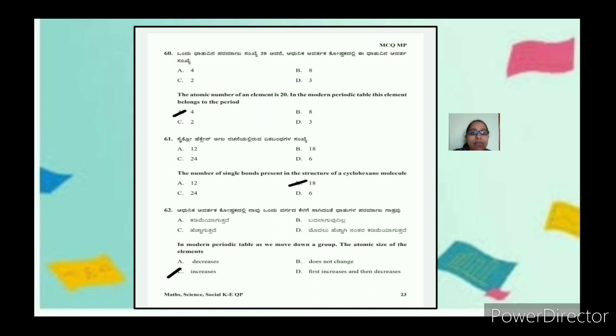In the modern periodic table, as we move down a group, what happens to the atomic size of the elements? Here it decreases, increases, does not change, or first increases and then decreases. So as we all know, when we go down the group, the atomic size of the elements will increase.